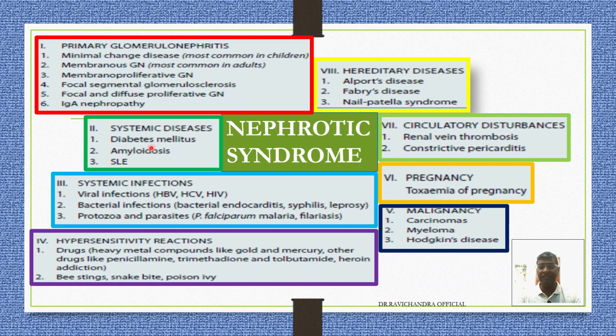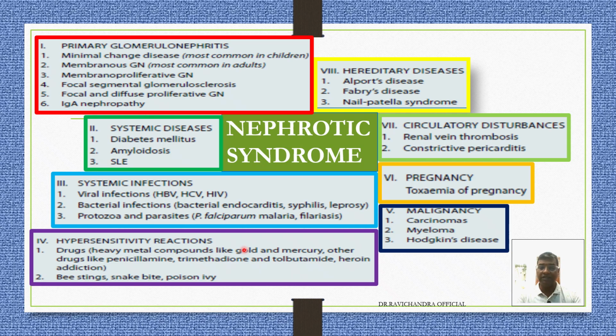Coming to the systemic diseases, all the systemic diseases like diabetes mellitus, systemic lupus erythematosus, and amyloidosis will end up in nephrotic syndrome. Coming to the systemic infections, viral infections because of hepatitis B, hepatitis C, and HIV, or bacterial infections because of bacterial endocarditis or syphilis or leprosy, and falciparum malaria and filariasis will also result in nephrotic syndrome.